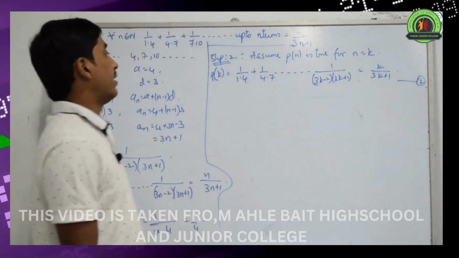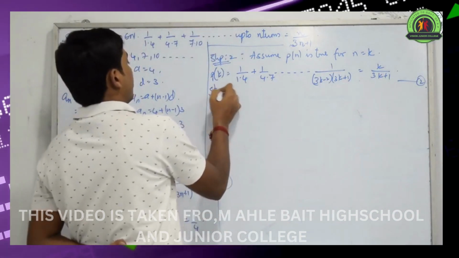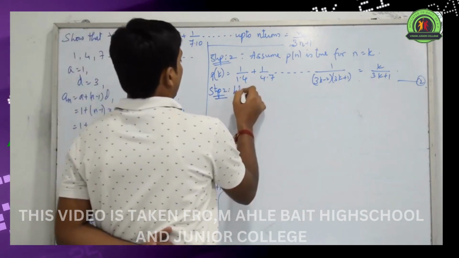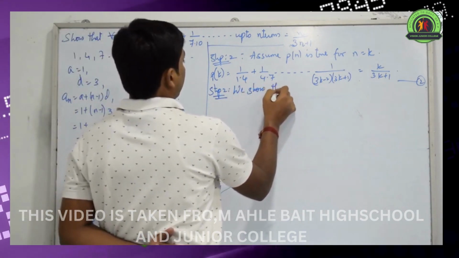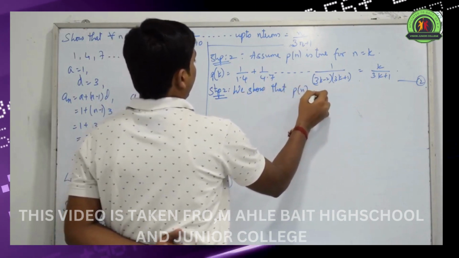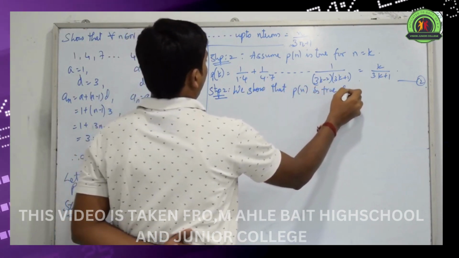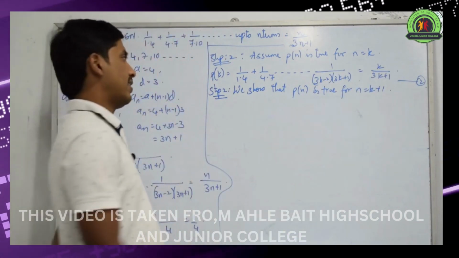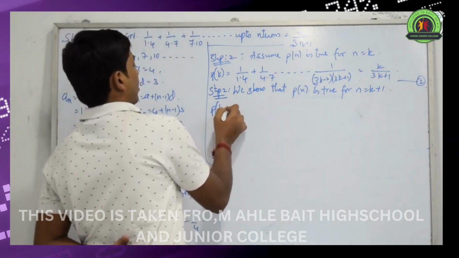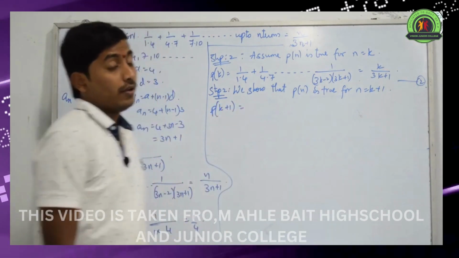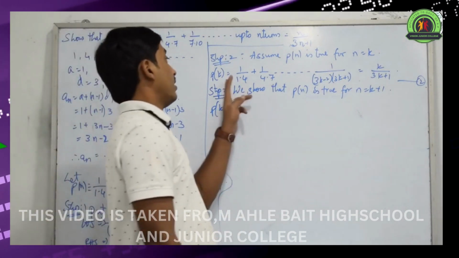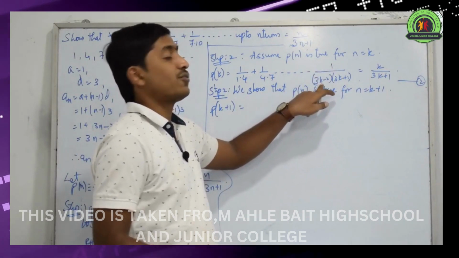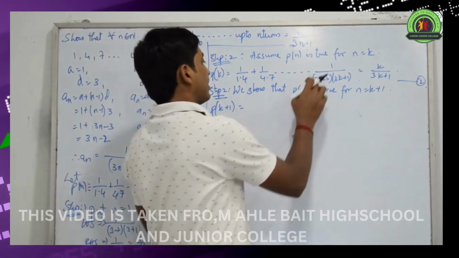Is it fine? And the next, what is the third step? Which is very important and which is very confusing to solve, isn't it? That is, we show that P of n is true for n equal to k plus 1. Just substitute the value of P of k plus 1. What is that we have to do? Tell me. I know that this whole term is P of k and the next term is substituting k plus 1 in this term, right? Just substitute k plus 1 here.